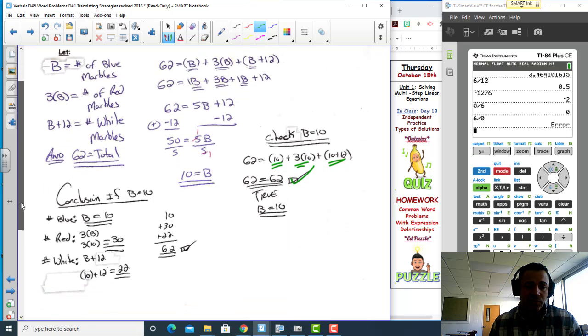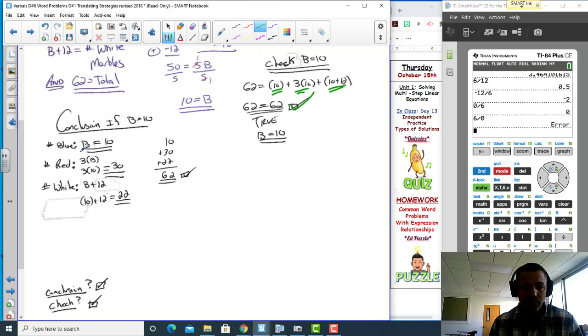Your concluding statement should be written neatly and should have detail in it. So I said the number of blue is 10, the number of red is triple that, it's 30, and the number of white is 12 more than 10, it's 22. And if I check it informally and just add them together, I notice that that works as well.